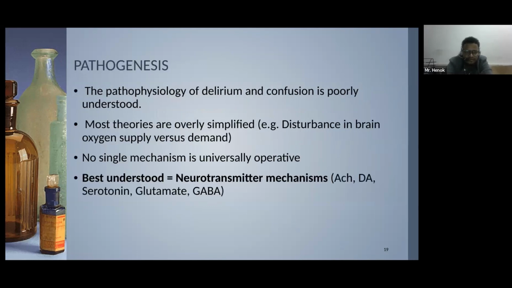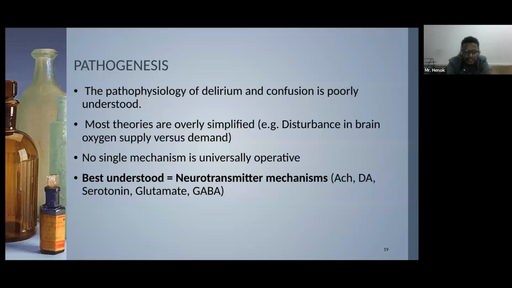When you look at the pathogenesis of delirium, it is poorly understood because there is no single mechanism that universally operates, and you cannot tell that there is a single cause for delirium. There are a lot of causes or a combination of causes for delirium. Most theories that try to explain the pathogenesis of delirium are overly simplified. For example, some theories suggest disturbances in brain oxygen supply versus demand.